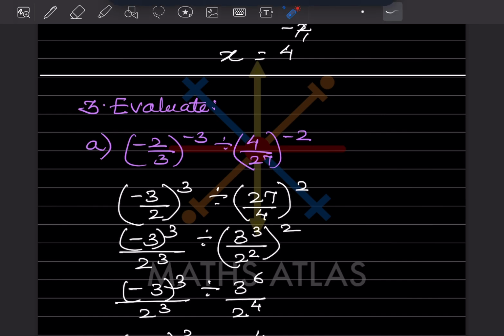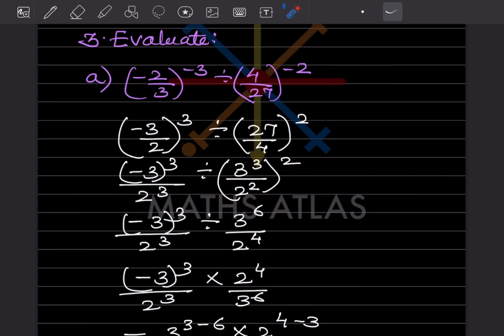So again, we'll keep this part as it is first. This we can make 6. And again, see here, this is squared and there is a bracket, so both of them you have to multiply by 2. You have to be careful with this step. So that will be 3 raised to 6 and 2 raised to 4.